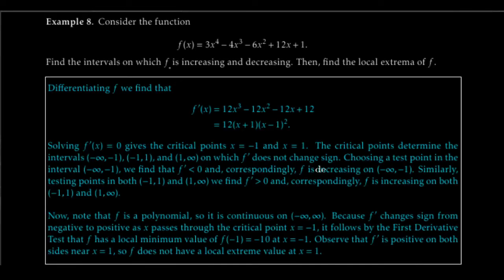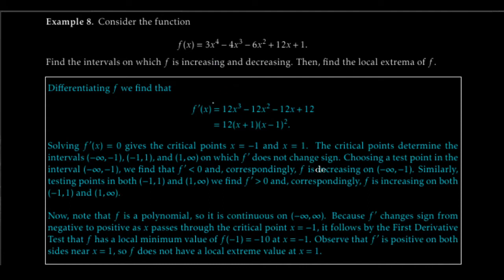Okay, example 8. Let's consider the function f of x equals 3x to the 4th minus 4x to the 3rd minus 6x squared plus 12x plus 1. Oof. A degree 4 polynomial, kind of long. All right, let's find the intervals on which f is increasing and the intervals on which f is decreasing. Then we're going to use this info to find the local extrema of f.